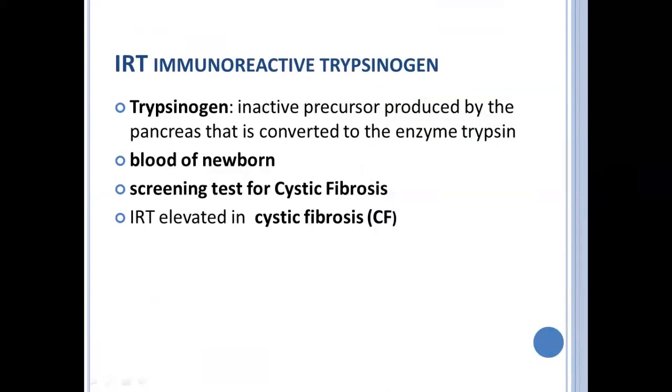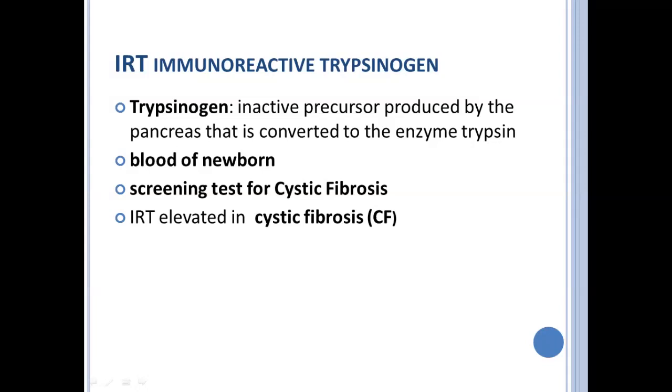So trypsinogen is an inactive precursor produced by the pancreas. So that is converted into the enzyme trypsin. So anong ginagawa dito? Ano bang specimen natin dito? So, alam naman natin na normally, yung ating trypsinogen is produced, sabi nga natin kanina, by the pancreas, transported to the small intestine. So in the small intestine, doon siya nako-convert into trypsin. So trypsin is one of the enzymes responsible for breaking down the protein in the food into smaller pieces called peptides. Tama? So naaral niyo naman yan sa protein metabolism.